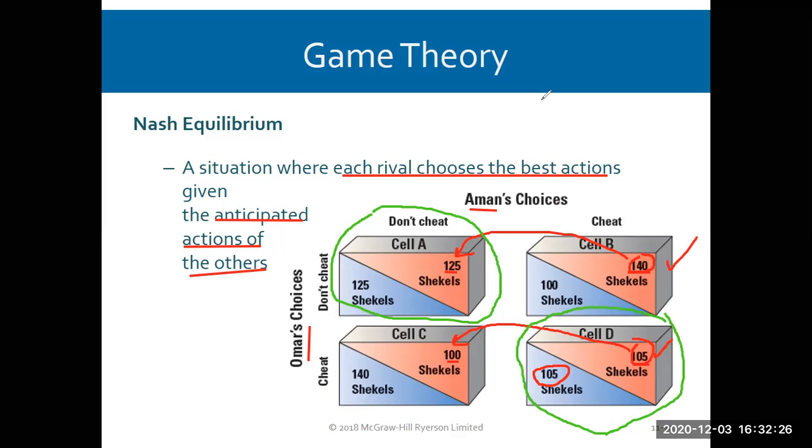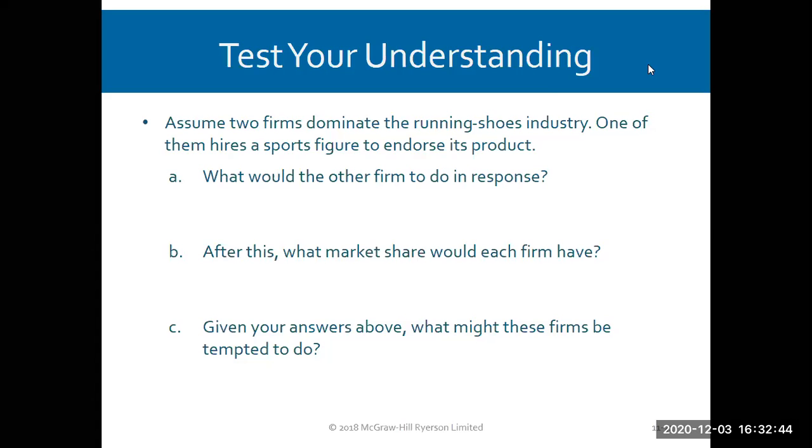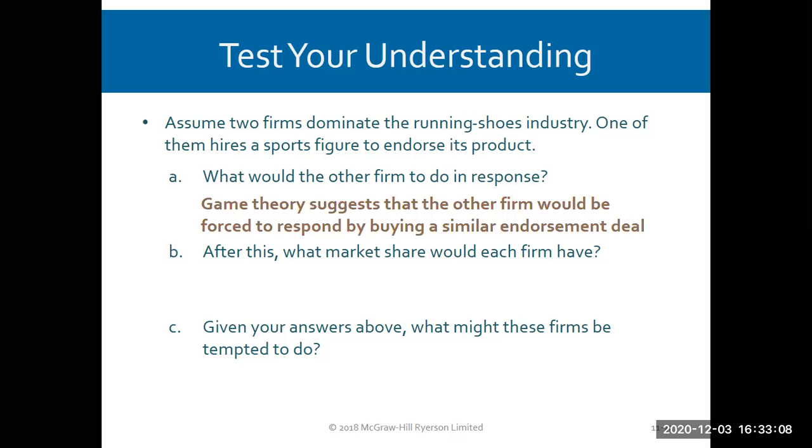Now let's take a look at a slightly different type of mutual interdependence. And this interdependence we're going to look at is, say, two firms dominate the running shoes industry. This is just an example here. One of them hires a sports figure. So strong mutual interdependence in this industry highlighted again. What would the other firm do in response? One of them hires a sports figure to endorse the product. Well, the other one is likely going to respond by hiring a similar type of sports figure in an endorsement deal. That's what game theory would suggest. That's mutual interdependence among this oligopoly.